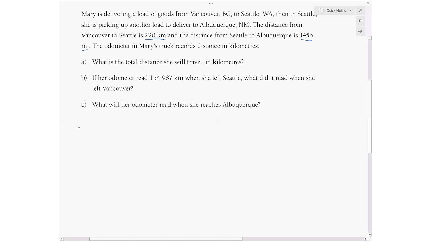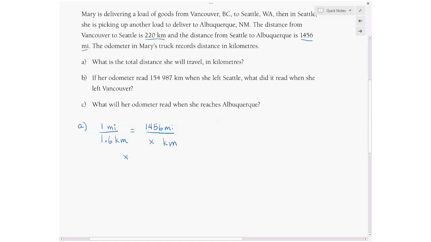So the first thing, this one's in kilometers, but this one isn't. So we need to change this to kilometers. So we know that 1 mile, mi, so if you see mi, that's miles, is about 1.6 kilometers. So that's our rate, 1 mile per 1.6 kilometers. And we've got 1,456 miles. Miles are on top, miles have to be on top. And we want to know how many kilometers that is.